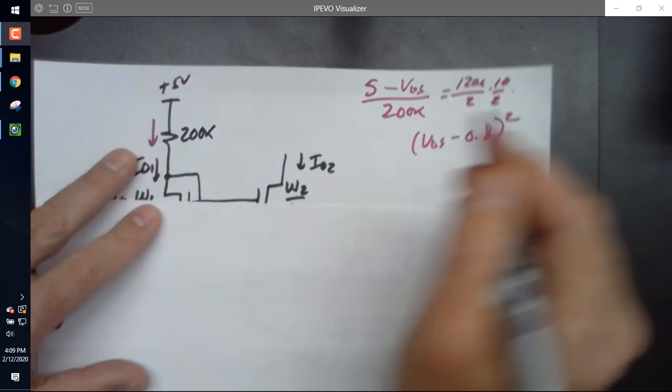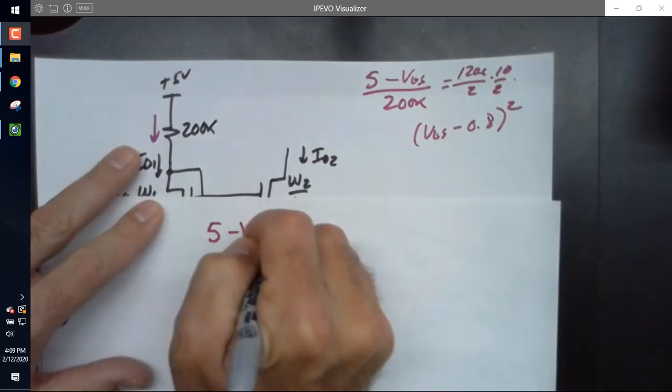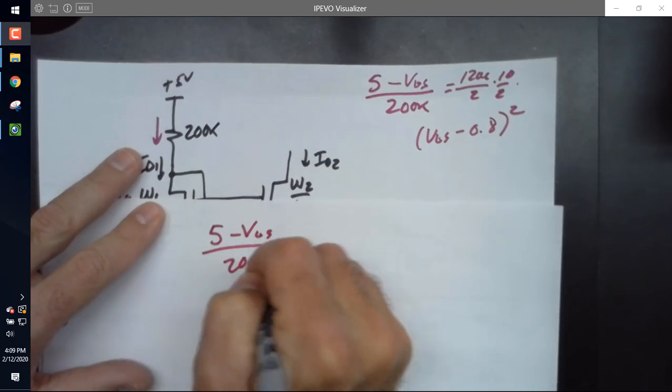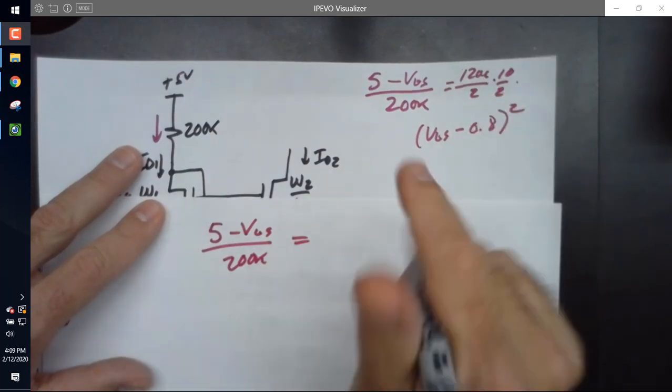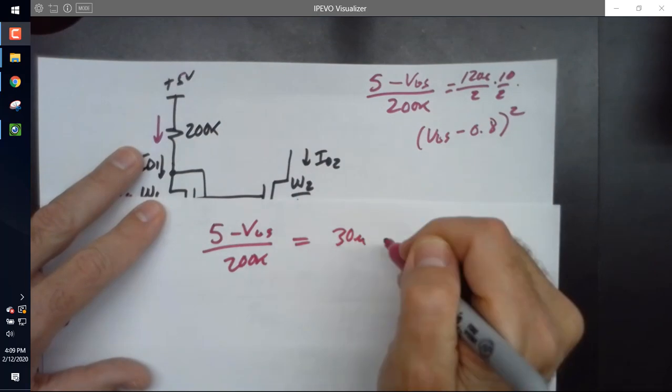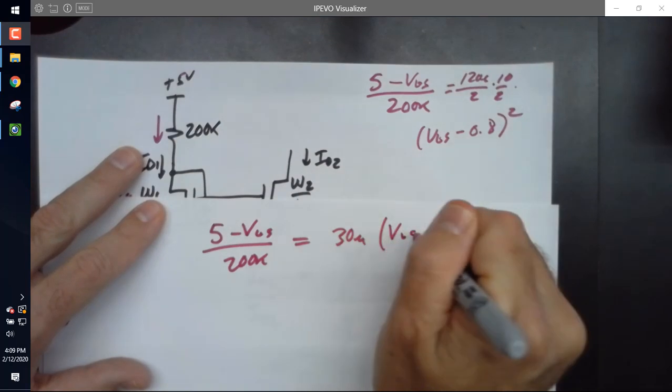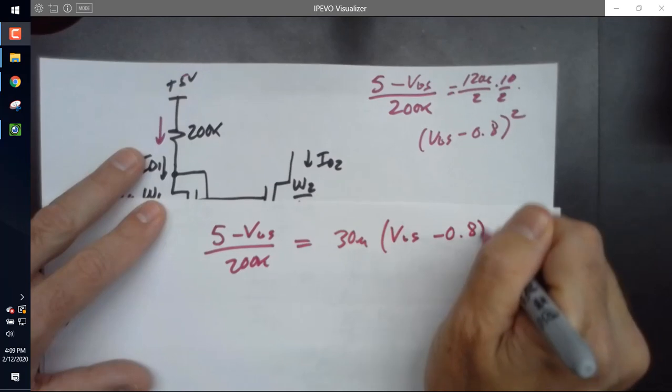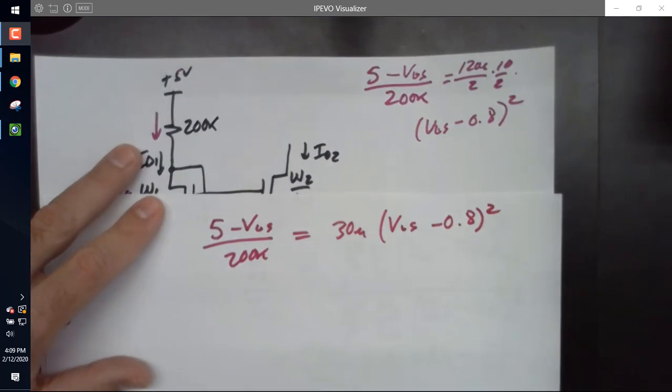30. 30 micro, and that's times VGS minus 0.8 squared. No one's going to complain about that. Oh yeah, 300. Thank you. We all good with that?